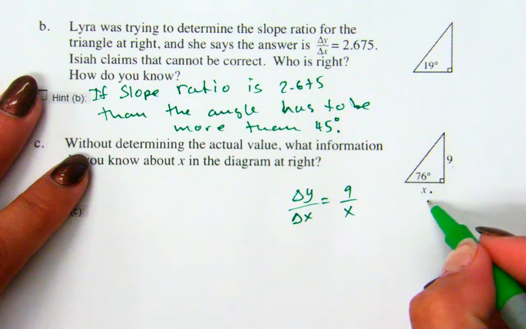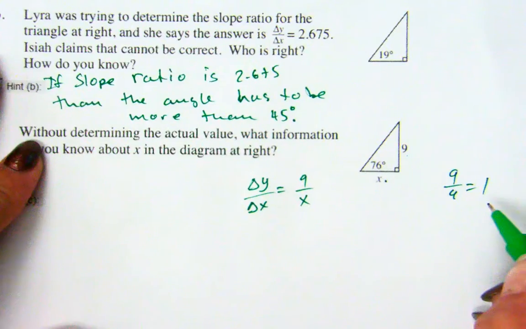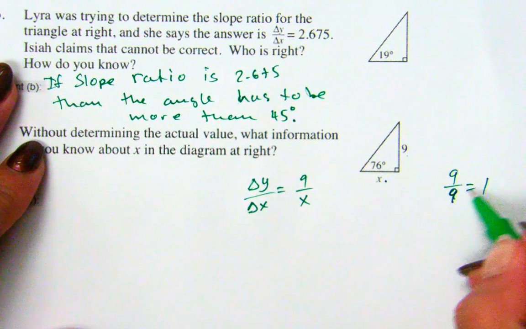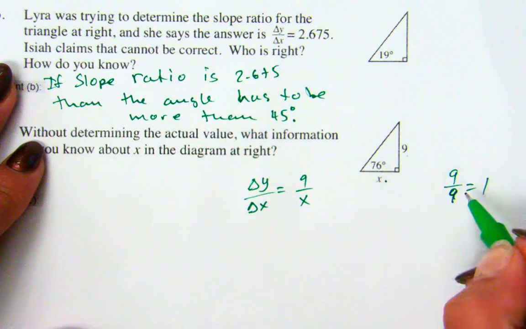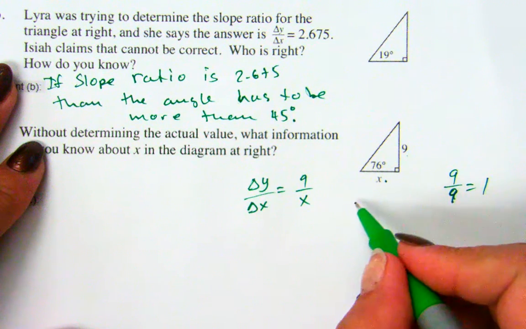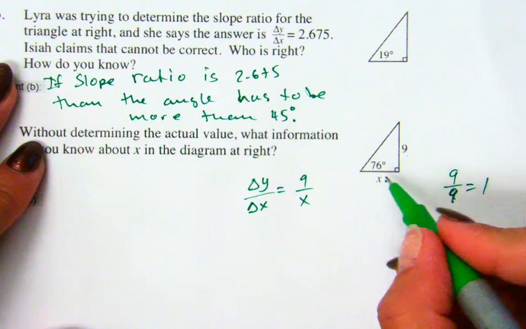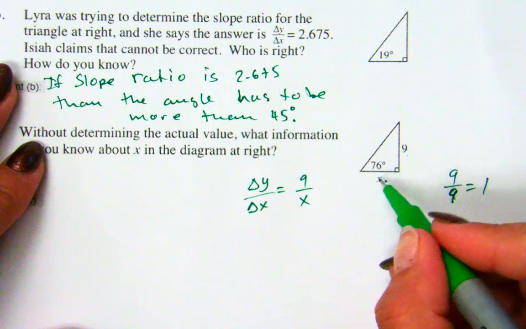So that means when we do our slope triangle, our change in y over change in x, we get 9 over x, right? Well, let's say these were the same, so let's say we had 9 over 9. Well, that would be a 1, and that can't happen because that's not a 45-degree angle. We know this is more than 45 degrees. So that means we need a number, our slope ratio, when we figure it out, that's more than 1.